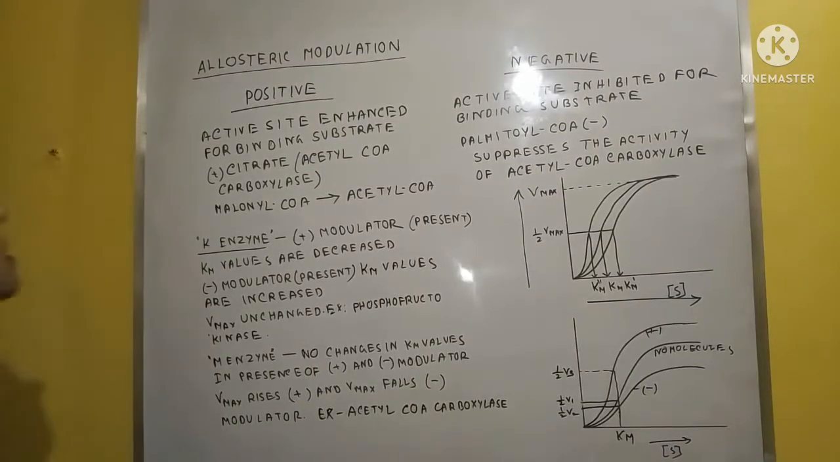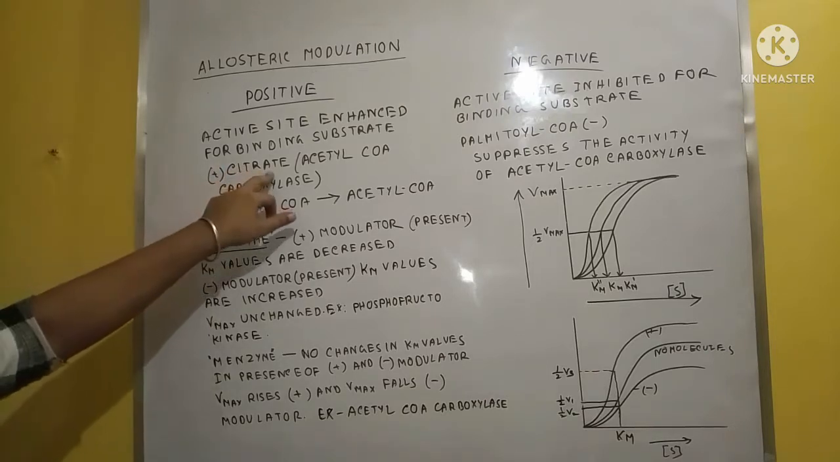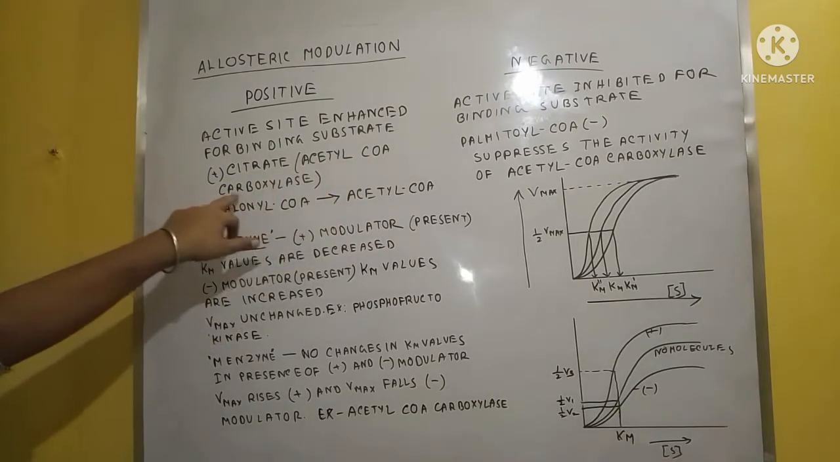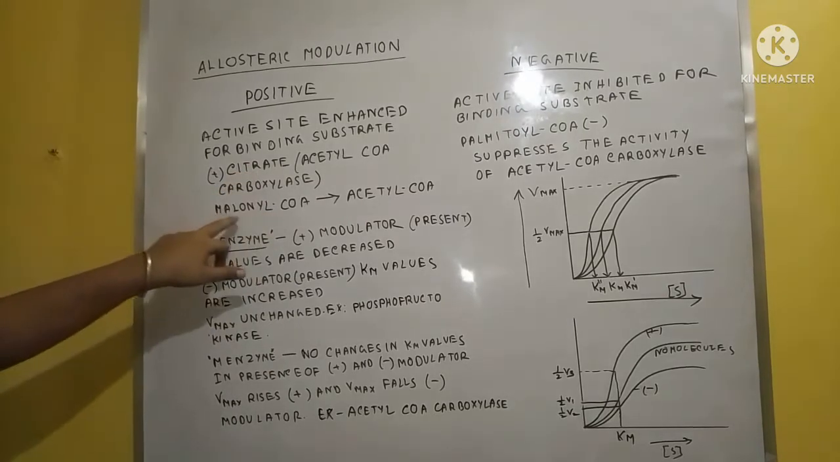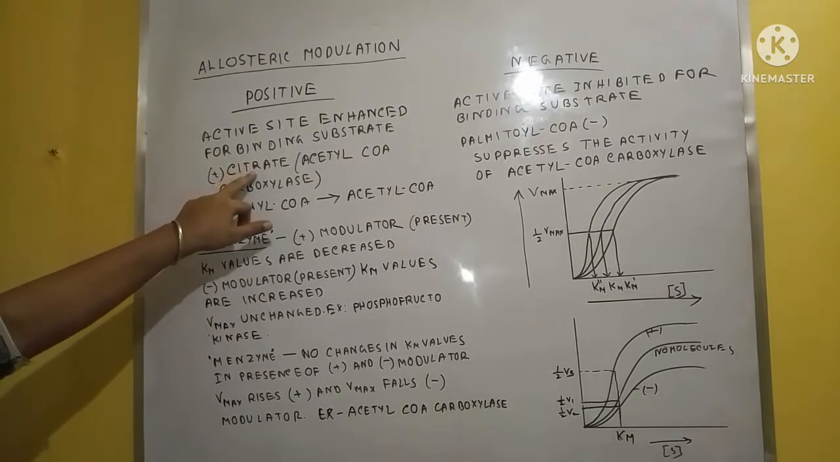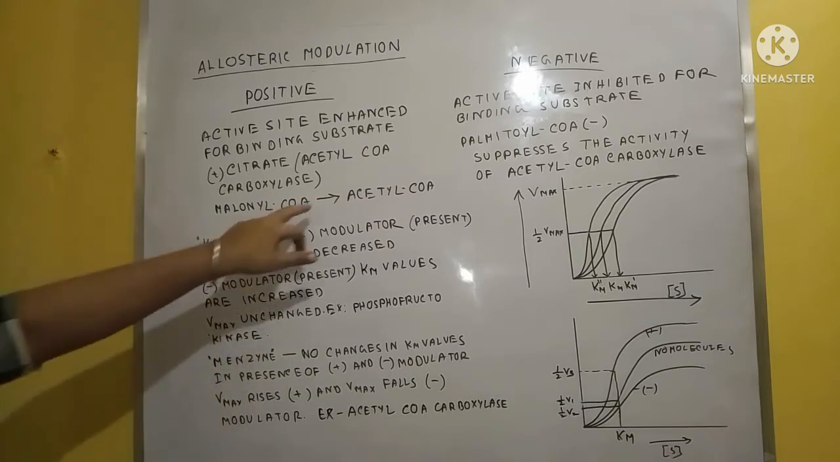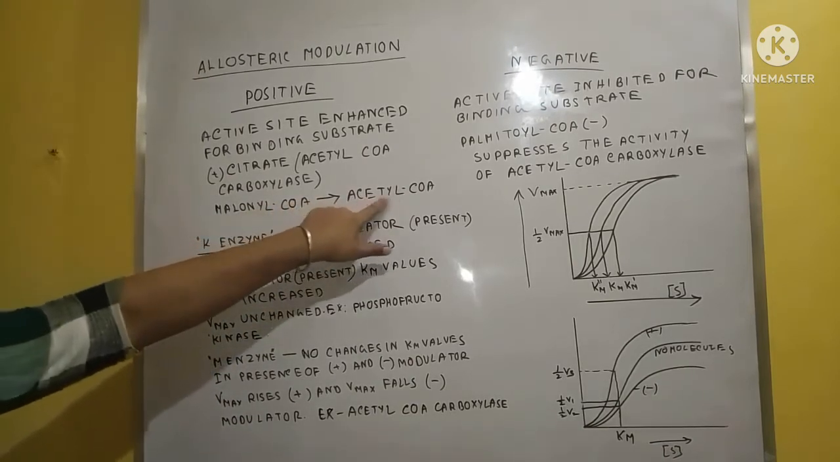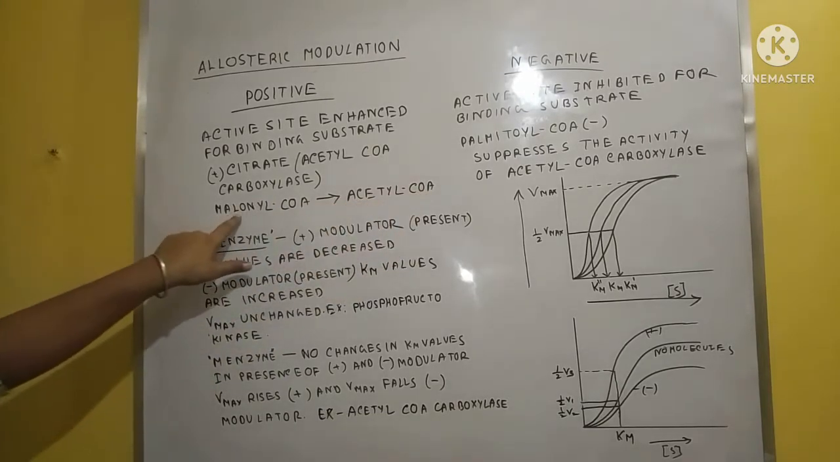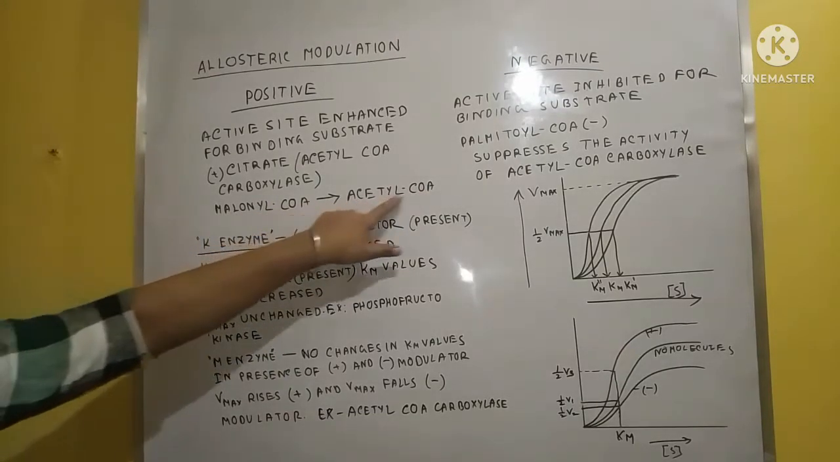Okay. So this is the allosteric modulation. You can see here the positive and the negative modulation. The active site is enhanced for binding the substrate. Positive, for example, citrate in case of the enzyme acetyl CoA carboxylase, and this is a positive modulator. Okay, and it helps in increasing the catalytic activity of the enzyme in the conversion of malonyl CoA to acetyl CoA.